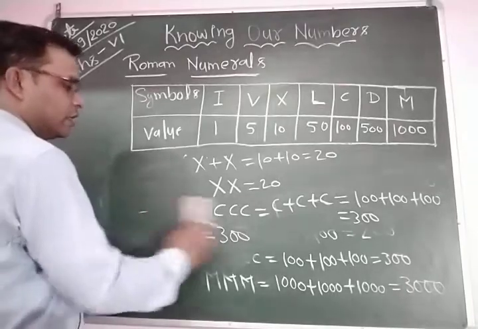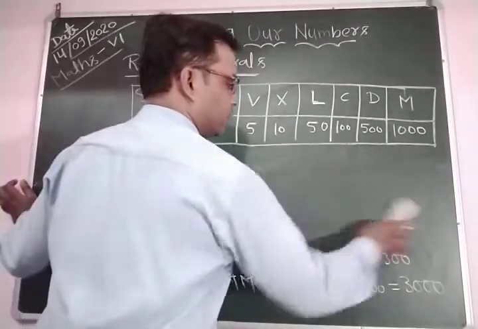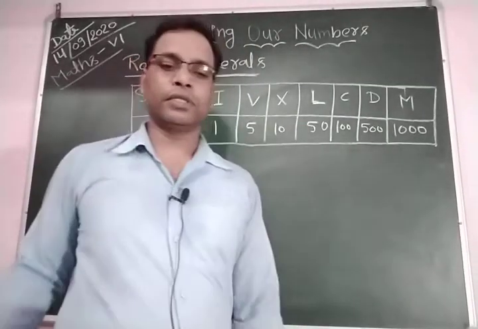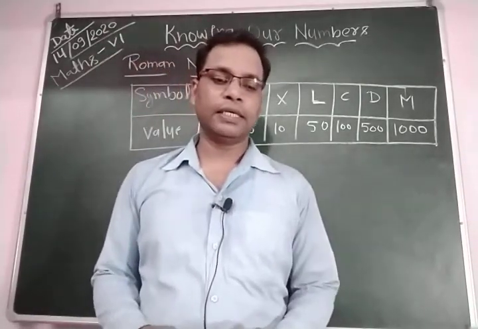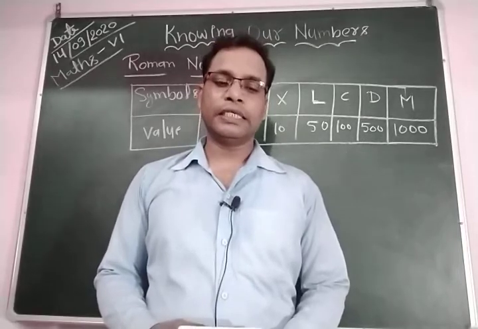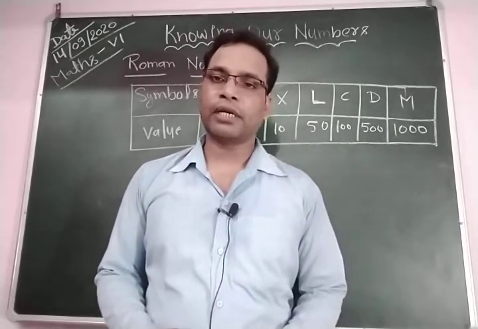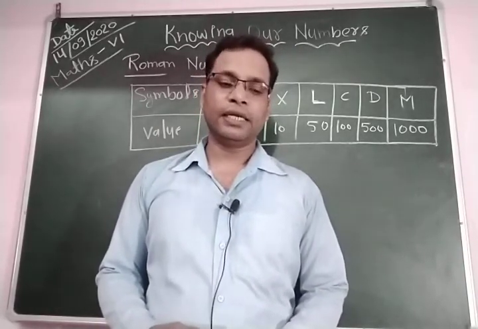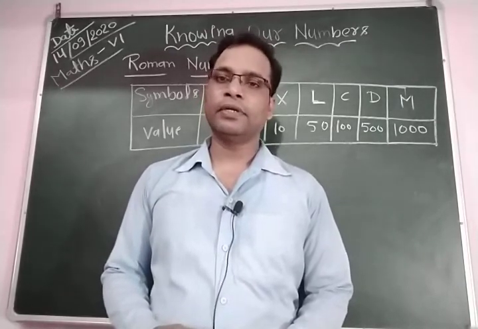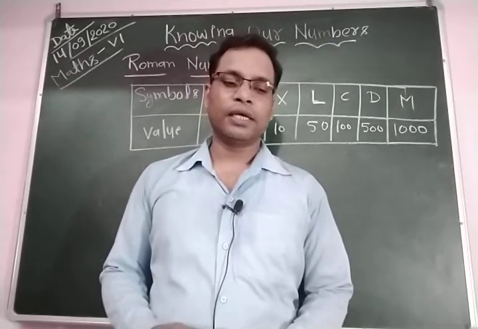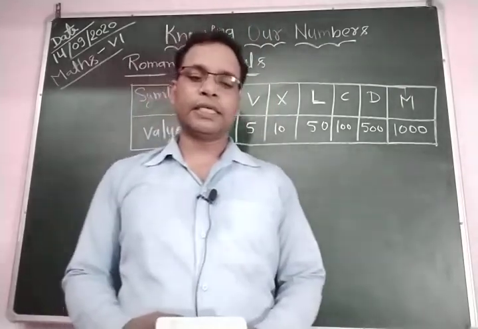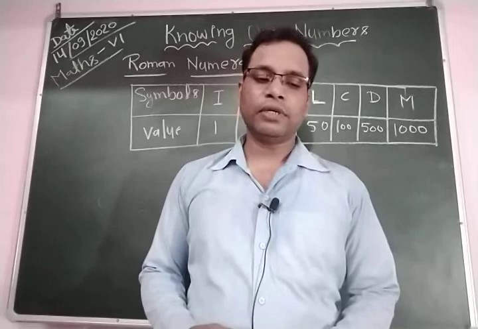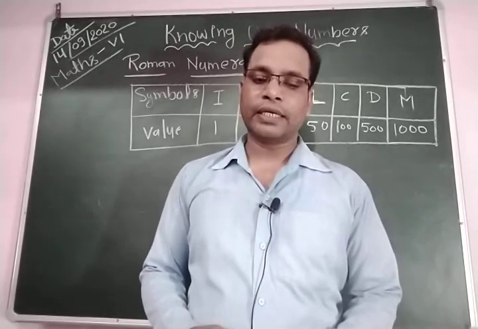Okay, next, what is the next rule of the Roman numerals? The next rule of the Roman numerals is that if a symbol of smaller value is written to the right of a symbol of greater value, then its value is added to the value of the greater symbol. Okay, so I repeat this rule again: if a symbol of smaller value is written to the right of a symbol of greater value, then its value gets added to the value of the greater symbol.